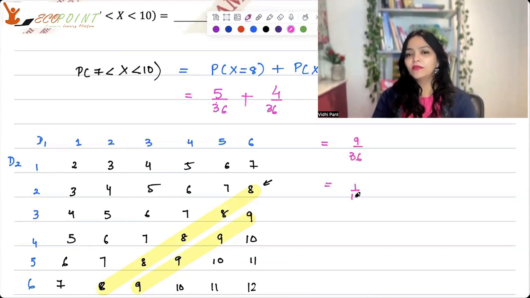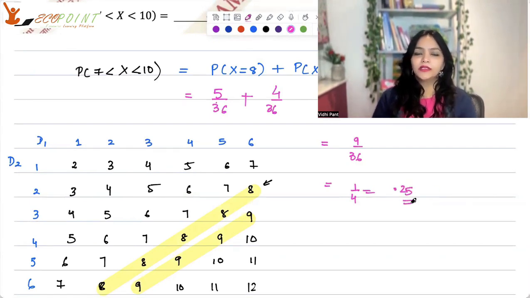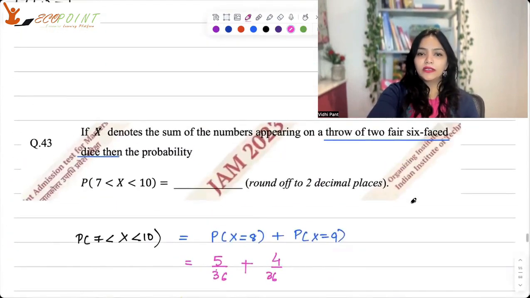9 by 36 is 1 by 4. Or in other words, it is 0.25. Up to 2 decimal places, 0.25 is what you get. And that should be the correct answer.